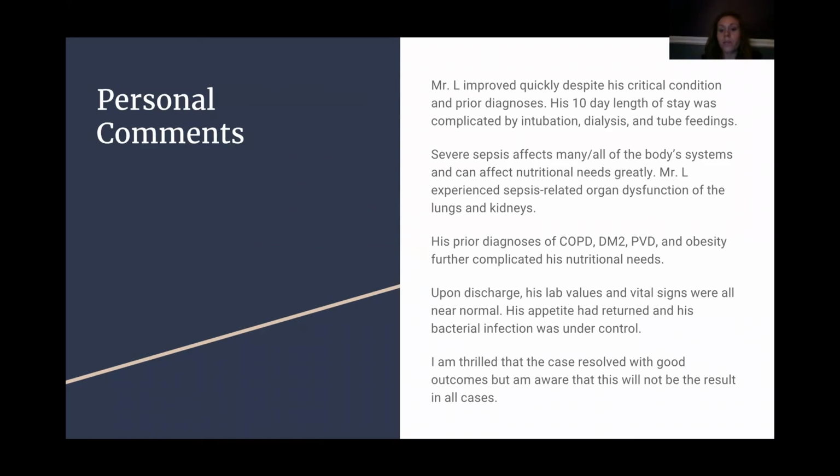Upon discharge, Mr. L's lab values and vital signs were near normal, with only the creatinine actually being within normal limits. So his appetite had returned and his bacterial infection was under control, so his physician felt that he was prepared for discharge. And he has not been readmitted to the hospital, so I think the doctor made a great choice. And I'm thrilled that the case resolved with good outcomes, but I'm aware that this is not the case with all patients. So I feel like I was very lucky to see a patient whose length of stay was so complicated actually end up correcting itself, and he had a good prognosis at the end.